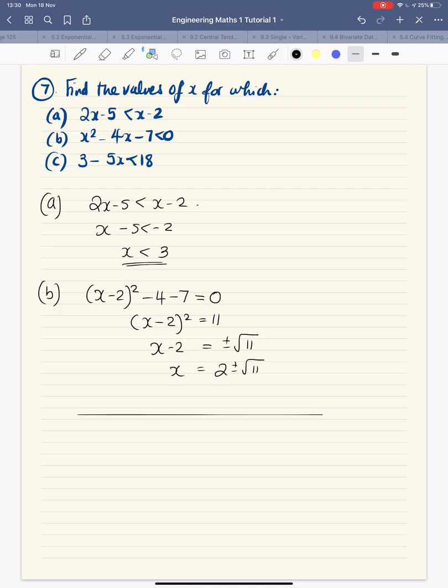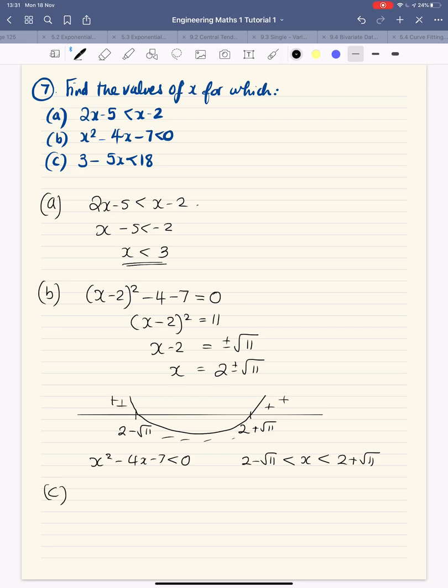And then if you think of the number line, the 2 minus root 11 is going to be over here, 2 plus root 11. And it's a positive quadratic, so it's positive up here, negative under here. So you can say where it's negative, x squared minus 4x minus 7 is less than 0, and 2 minus root 11 is less than x is less than 2 plus root 11.